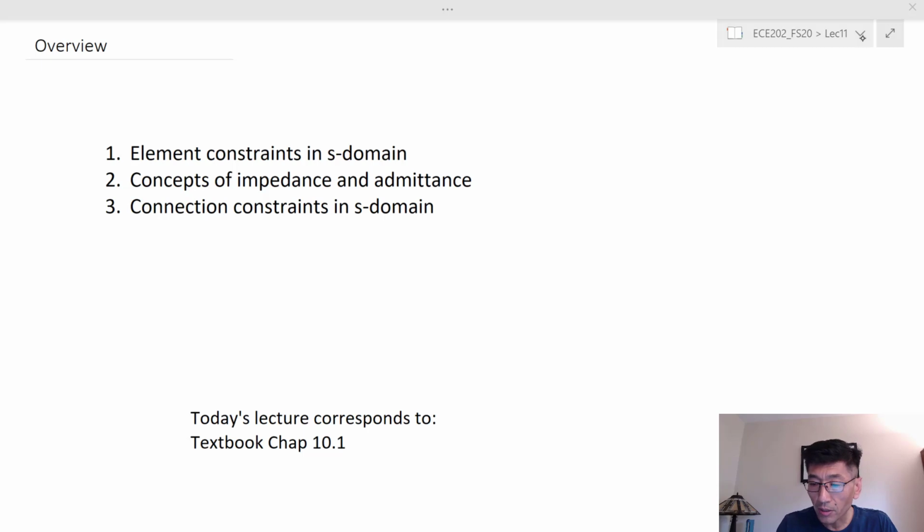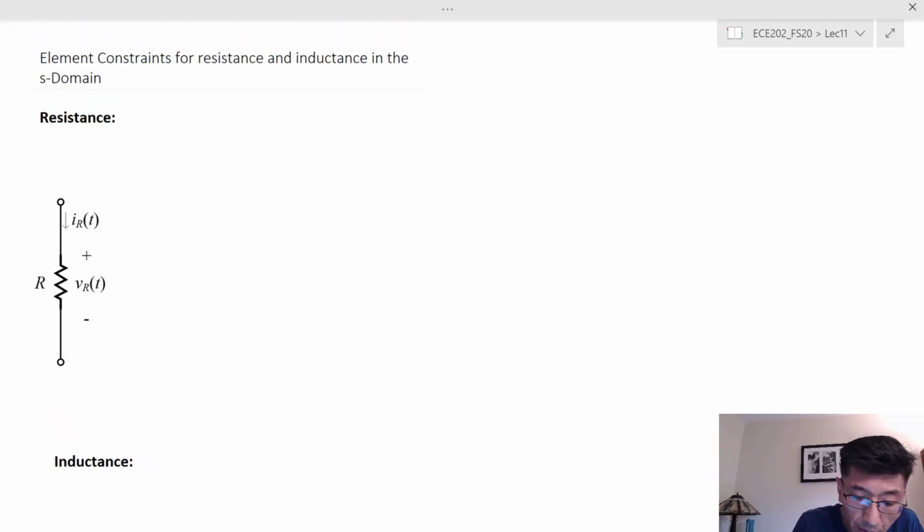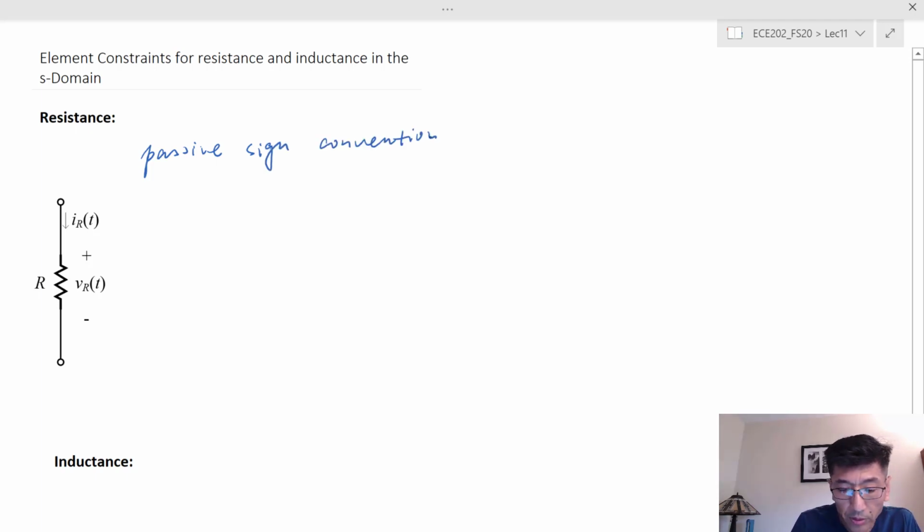Okay, so let's start with the first two elements, the resistance and inductance. For the resistance in time domain, the first thing here is that we need to be very clear about the passive sign convention. Of course, here we are following this passive sign convention because the reference mark for the current enters, or points toward, the plus reference mark of the voltage. Or you can have the current reference mark leaving from the negative sign of the voltage reference mark. So here we are following the passive sign convention.